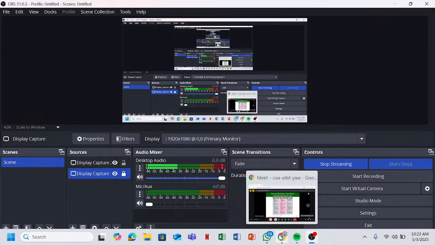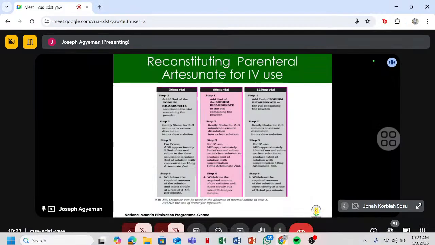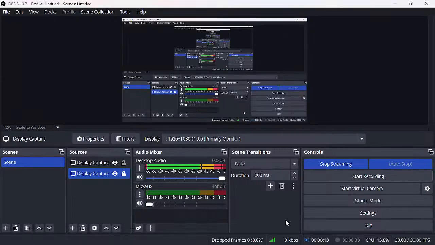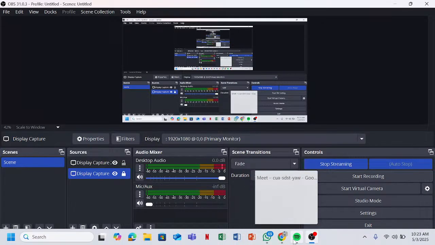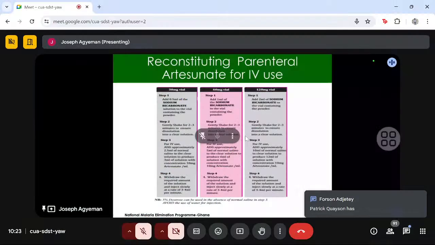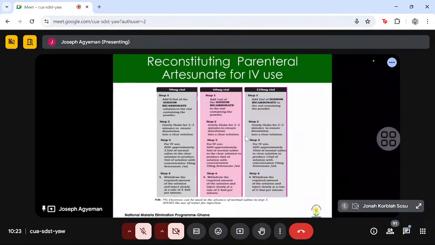Yes, please. Okay. Class captain, have you ever had the chance to reconstitute or direct somebody, a nurse or a clinician, to reconstitute an artesunate injection, be it for IV or IM? Yes, please. I have constituted. Okay. So the current artesunate in the system, based on whether you are going per IV or IM, you have different concentrations that you are going to prepare.